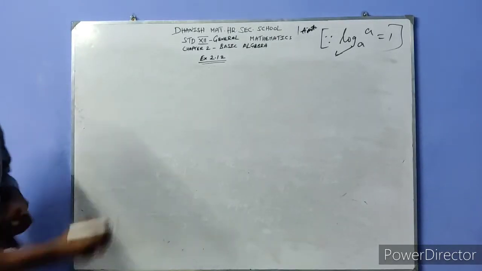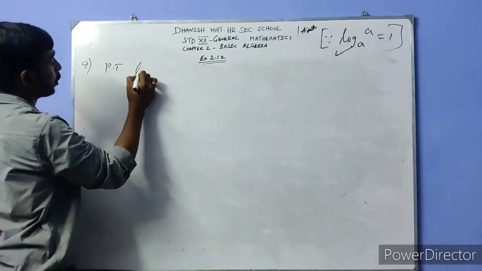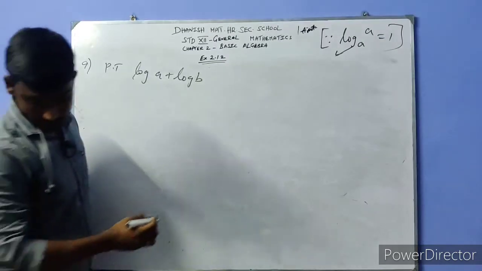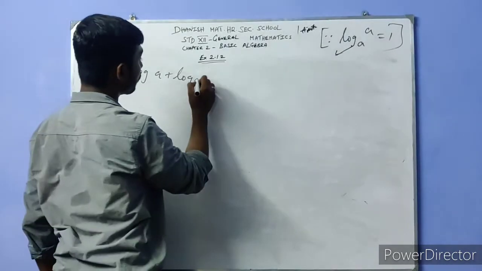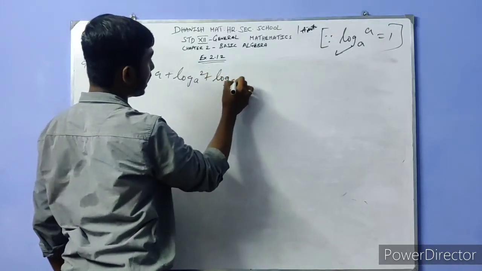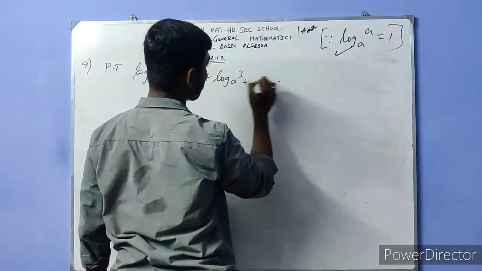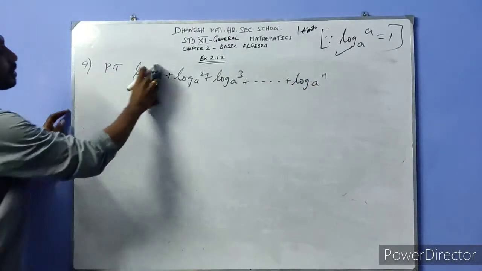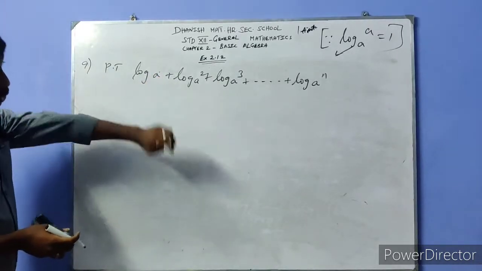So what is the question given here? Prove that log A plus log A square plus log A cube up to log A power n. So log A plus log A square plus log A cube plus up to log A power of n.